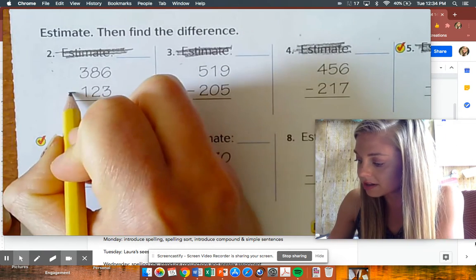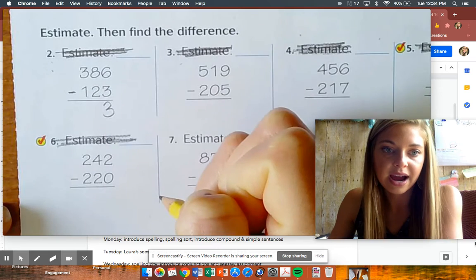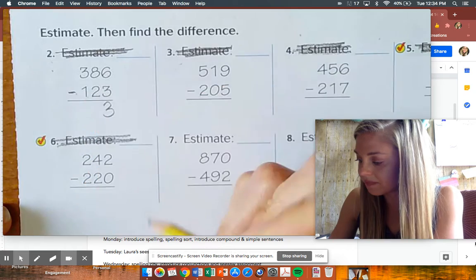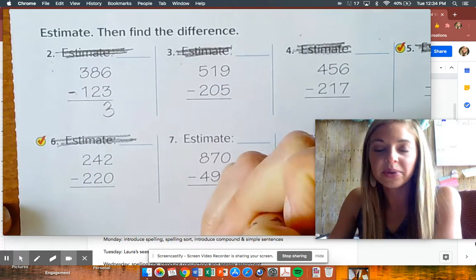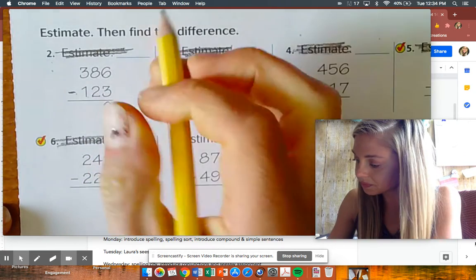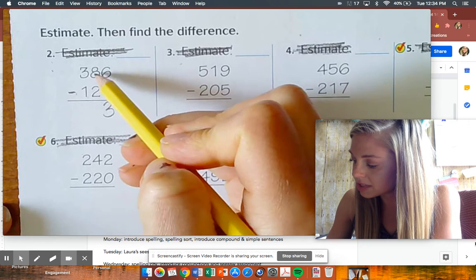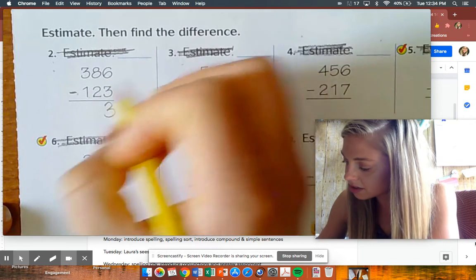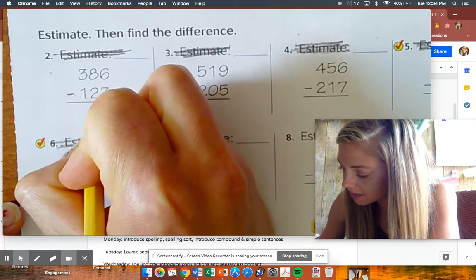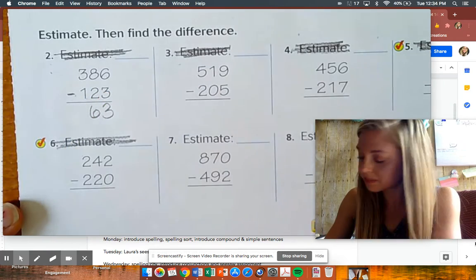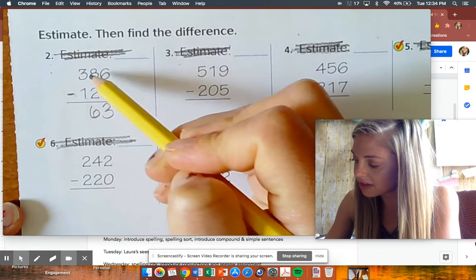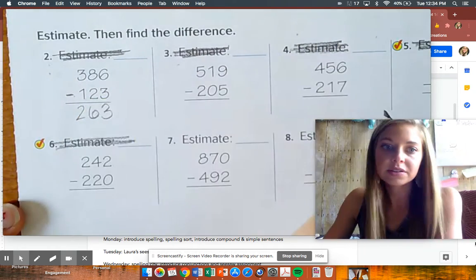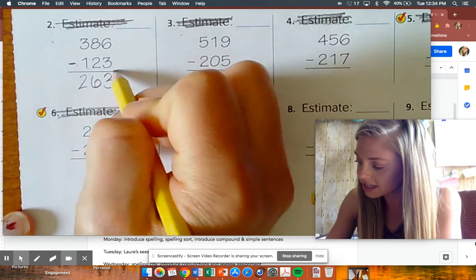Keep in mind that we are subtracting today. We are not adding, we are subtracting. It's really important to keep that symbol in your head and to always look at that when you're solving a math problem. Next, we go to the tens place, 8 minus 2. 8 minus 2 is 6. We haven't had to do any borrowing in this problem so far. And then the hundreds place, 3 minus 1. 3 minus 1 is 2. So 263 is the correct answer.